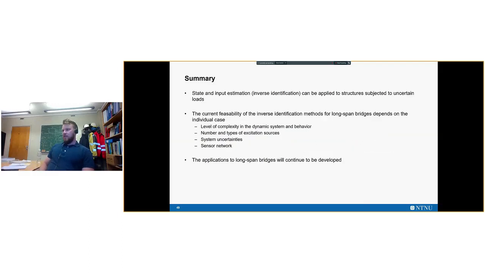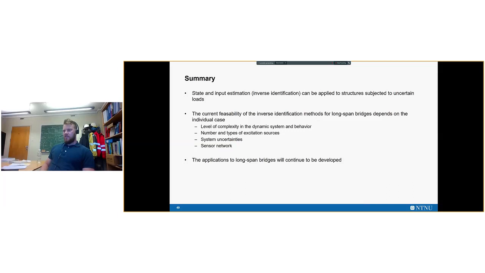So to summarize our main findings for now, we see that the feasibility of these inverse identification methods depends a lot on the individual case. So it might work for one bridge, but not for the other. And this is due to the fact that these bridges have different sensor networks. They have different sources of uncertainties. The types of forces on these bridges are different. And also the level of complexity in the dynamic system varies from one system to another.